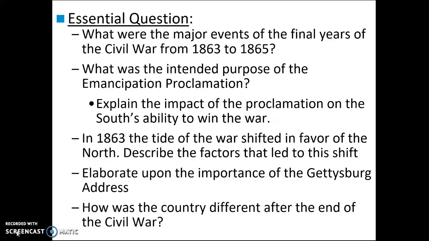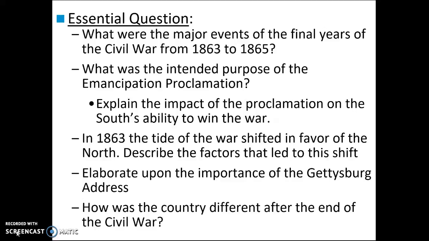In 1863, the tide of the war shifted in favor of the North. Why does that happen? What factors lead to that shift? Because prior to that, in the earlier portion, the Confederate States are really winning, especially in that Eastern theater. So we're going to talk about why it is that shift changes.